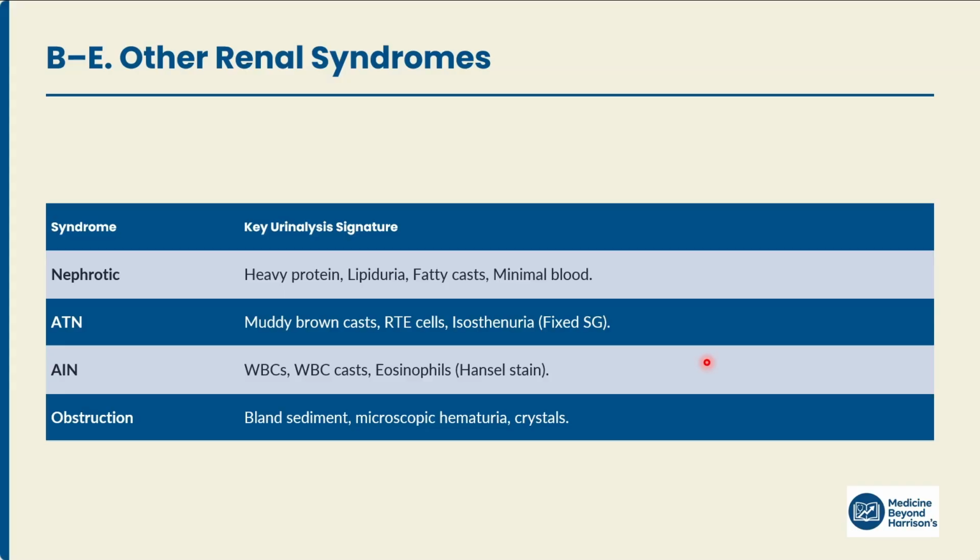Other renal syndromes that can be suspected based on the urine routine: nephrotic, there will be heavy protein in the urine, lipiduria, fatty casts, and minimal blood. There will be zero or no blood in the urine, no RBCs. Acute tubular necrosis, as we have already discussed, there will be muddy brown casts, renal tubular epithelial cells, and isosthenuria, that is fixed specific gravity. Acute interstitial nephritis, there will be WBCs present, WBC casts will be seen, and eosinophils are present. In case of obstruction, there will be bland sediment, microscopic hematuria, and crystals will be present.